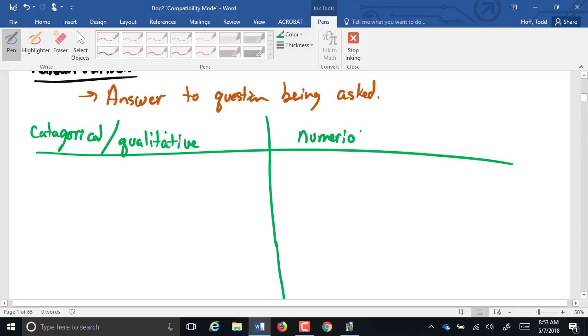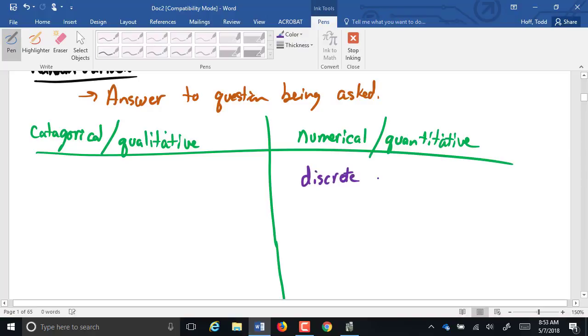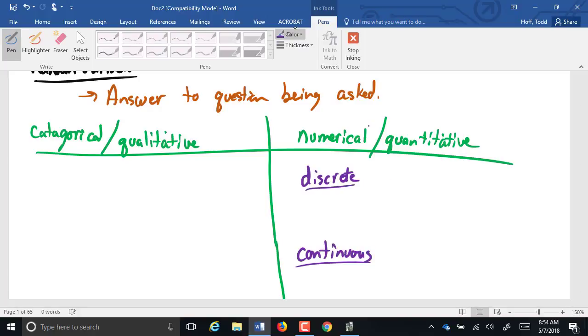The other side of it is numerical or quantitative, depending on which textbook you're looking at. So the answer to that question is a quantity or a number. Now these can take on two forms, discrete or continuous. Discrete means quite simply counted.